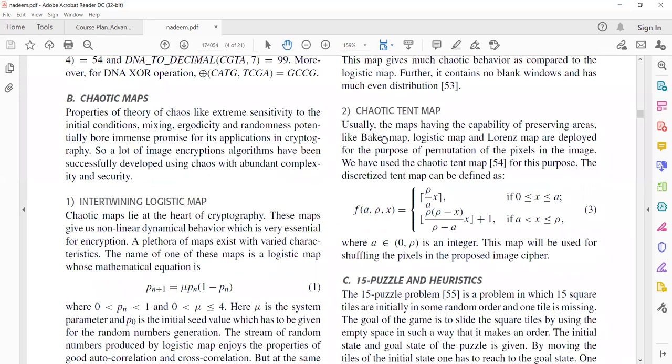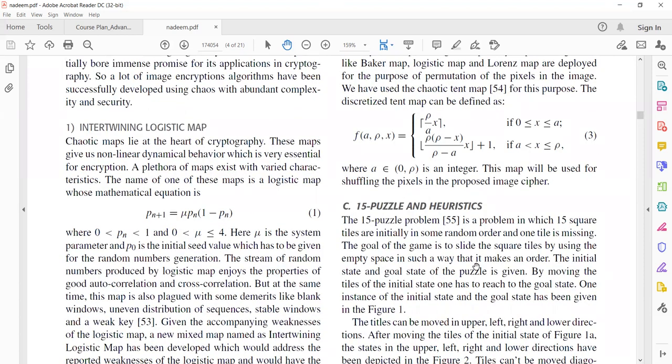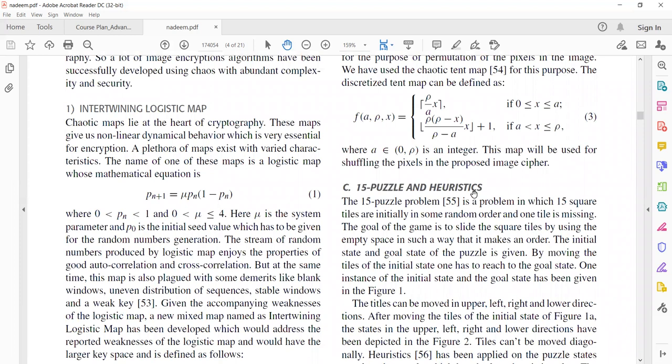Okay, we have used two chaotic maps, the intertwining logistic map and the chaotic tent map. The intertwining logistic map gives us three streams of random numbers, whereas the chaotic tent map gives us a single stream of random numbers. Then the 15 puzzle and heuristics. We have used the 15 puzzle problem as described earlier.